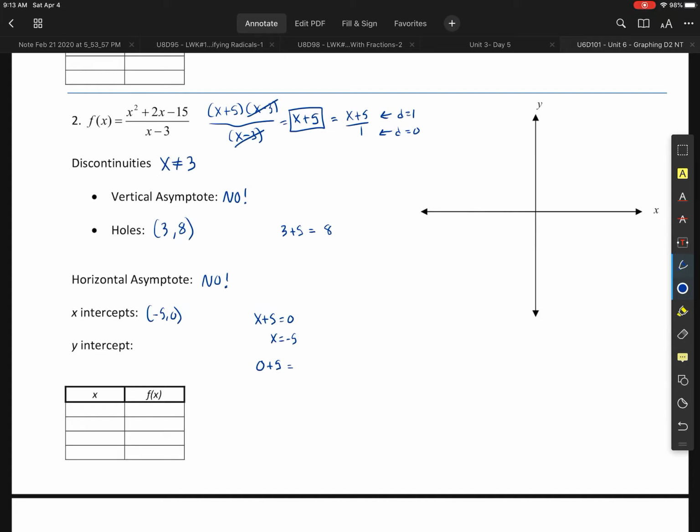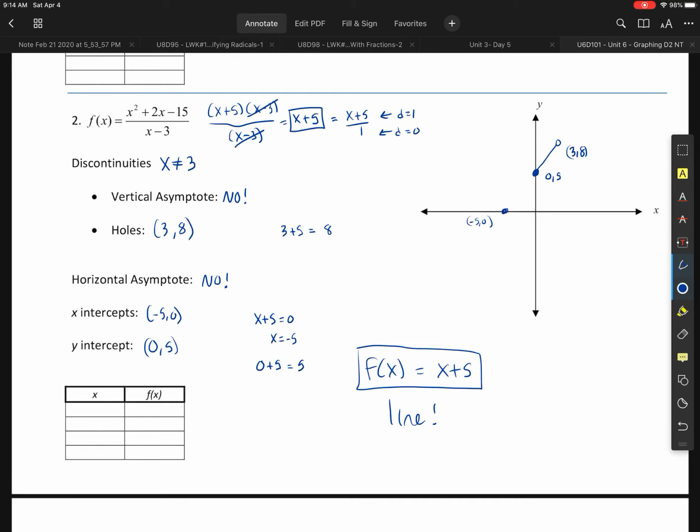y-intercept. Plug in 0 for x and solve. (0, 5). Now, what am I really left with here? I'm left with f of x equals x plus 5. What is this? This is a line, right? We are left with a line. So I've got my y-intercept at (0, 5), my x-intercept at (negative 5, 0), and my hole at (3, 8).